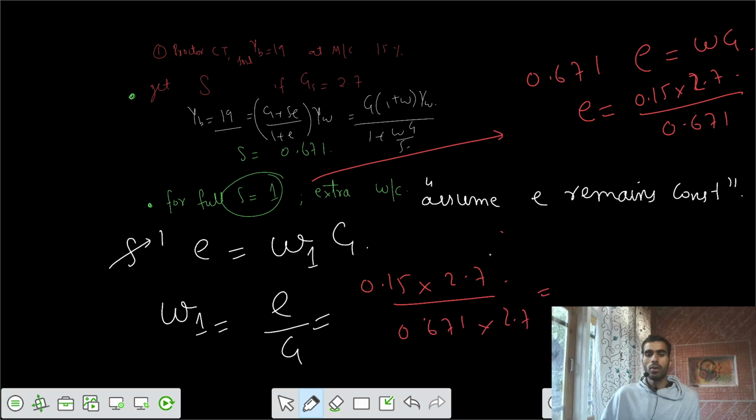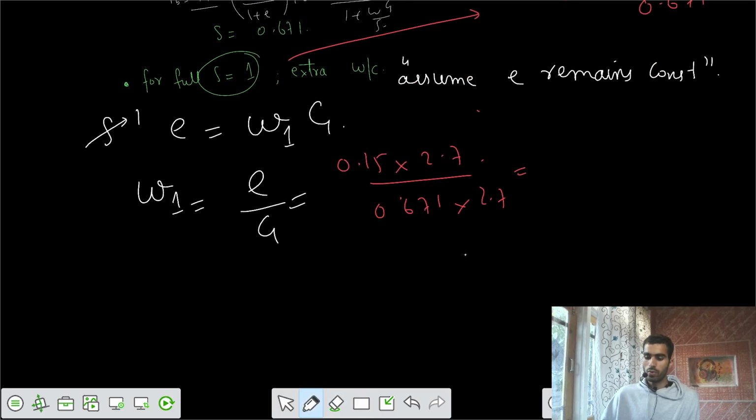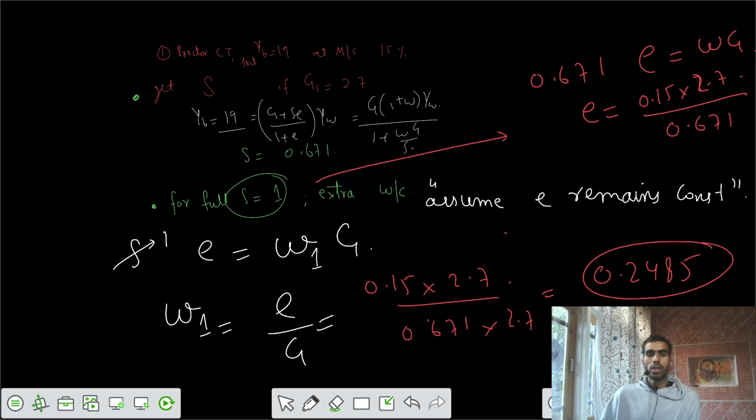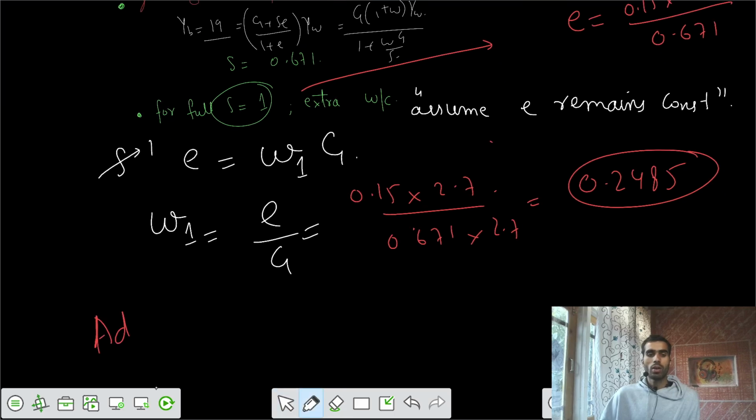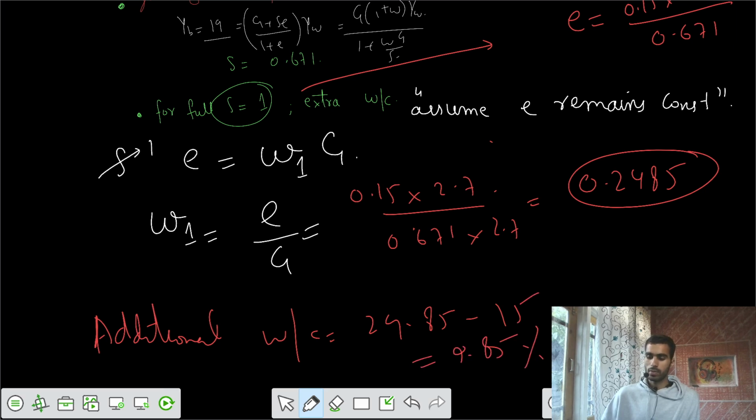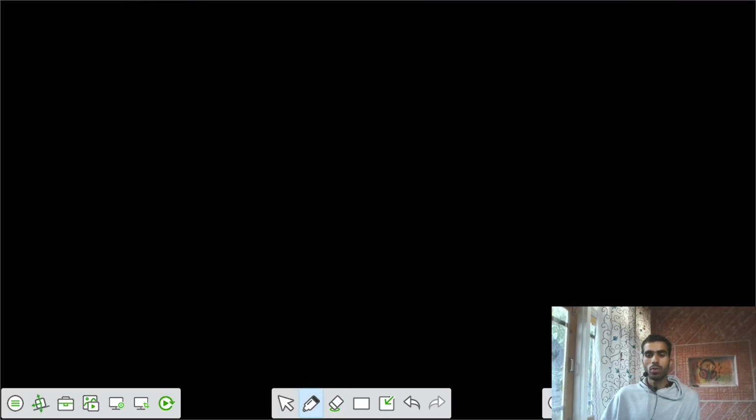So that's some value W1 equals some value. Let's say that overall value is 0.2485, that's 24.85%. And initially, how much water content was there? 15%. So we need to add the difference of the two. Additional water content we had to add is equal to 24.85% minus 15%, that is 9.85%. Let's take one more.